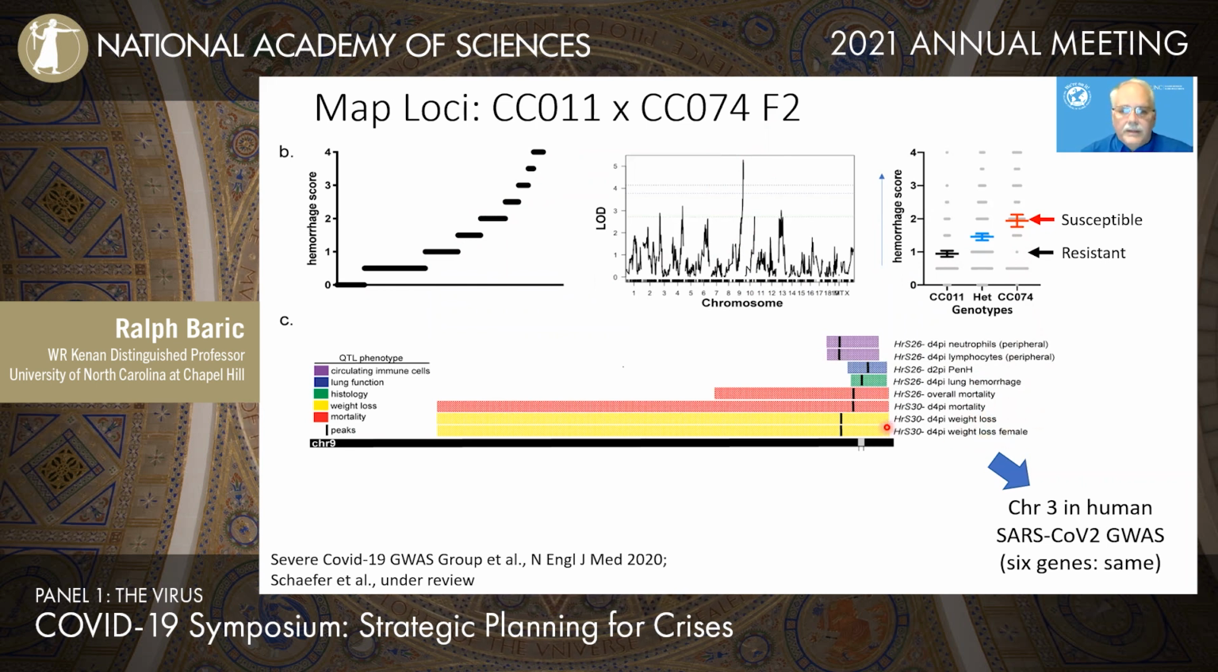And in fact, the same set of genes present on chromosome 9 in the mouse are syntenic with genes that are present on chromosome 3 in humans. GWAS studies identified the same set of 6 genes that are important in regulating severe respiratory disease following COVID-19 infection.